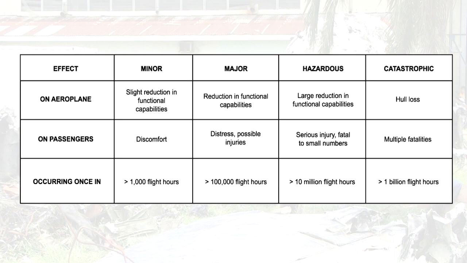To this end, the authorities have laid down guidelines appropriate to the consequences of various possible performance failures. Looking at the information on screen, we can see that if there was a performance failure which resulted in a hull break with multiple fatalities, this would be classified as catastrophic. The possibility of catastrophic performance failure must be so small that it should only occur once in more than 1 billion flight hours.